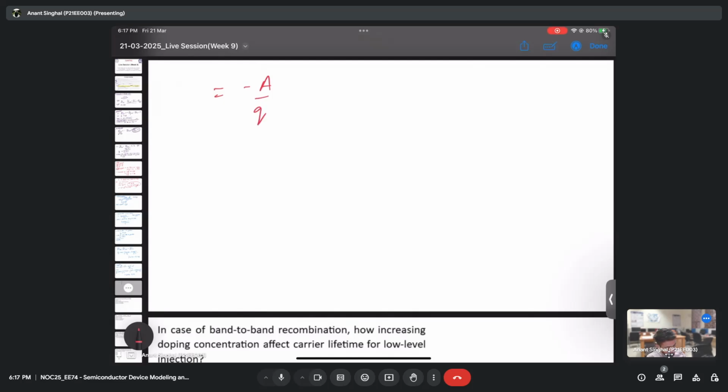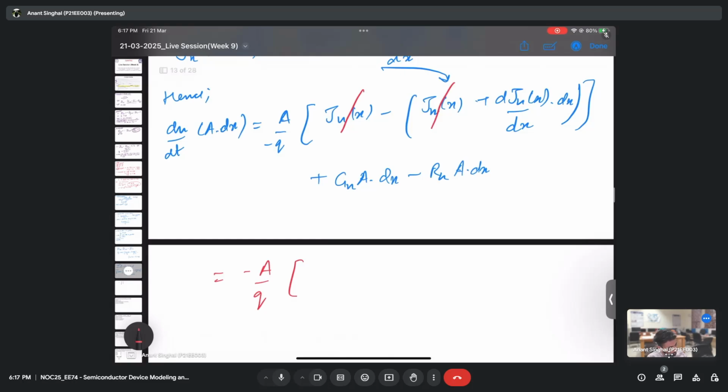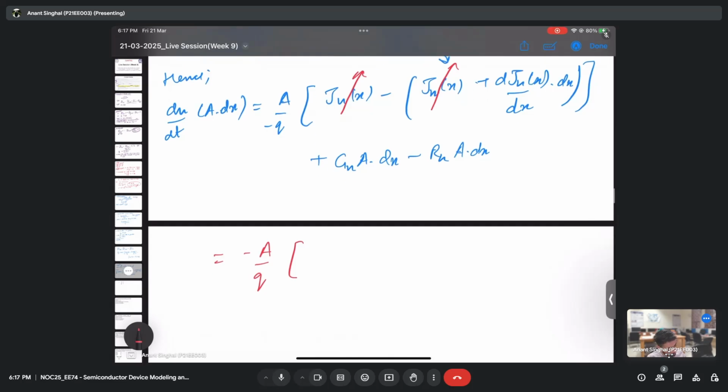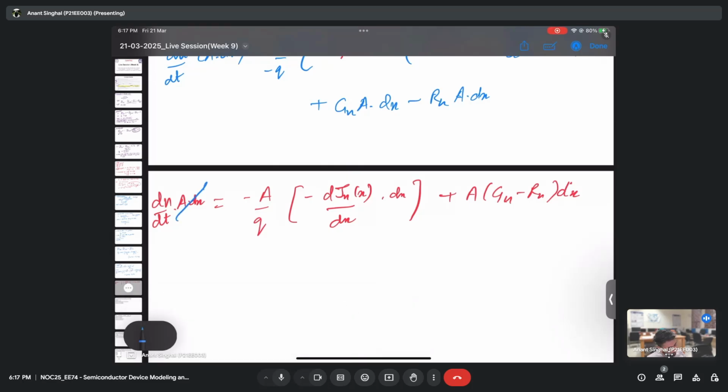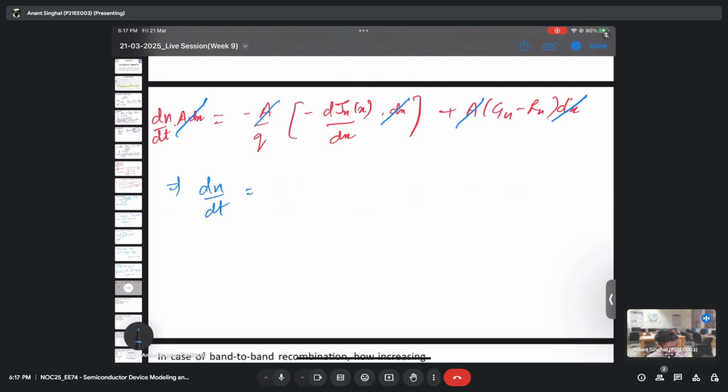On more simplifying, this J_n and this J_n get cancelled out, and we are left with this minus term, minus dJ_n over dx, plus, sorry, not R_n, G_n minus R_n over dx. Now both the terms have dx, and in the LHS we have this A dot dx from the beginning, so I can cancel it from both sides. So what I can write now is dn over dt is nothing but 1 by q, as minus and minus cancel out, times dJ_n over dx, plus G_n minus R_n.